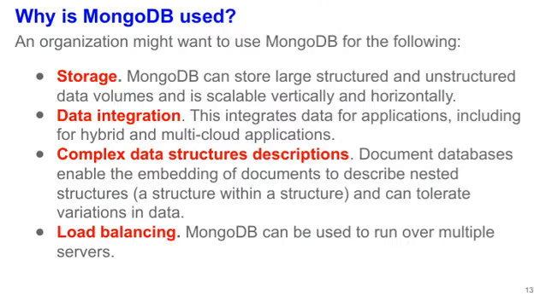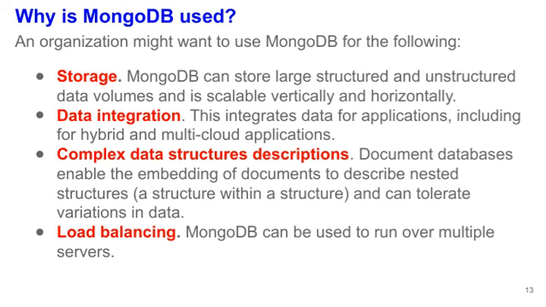Now, let's talk about why organizations choose to use MongoDB. One of the main reasons is storage. MongoDB is really good at handling large volumes of both structured and unstructured data, and it's designed to be scalable, whether that's vertically by adding more resources to a single server or horizontally across multiple servers. This flexibility makes it ideal for growing data needs.